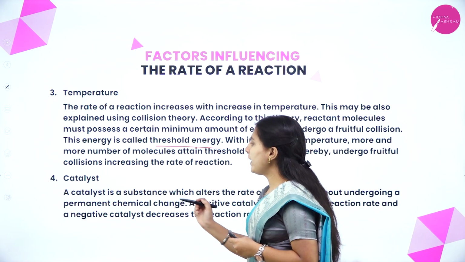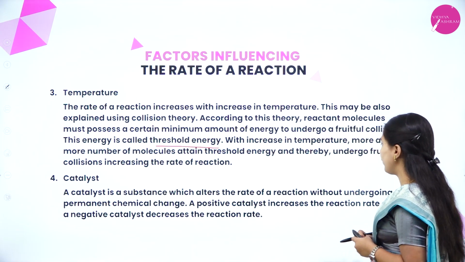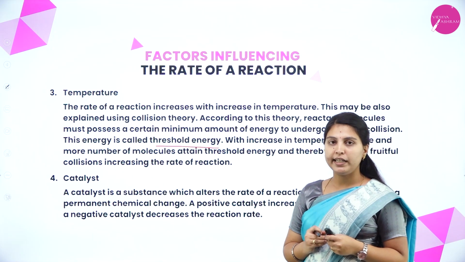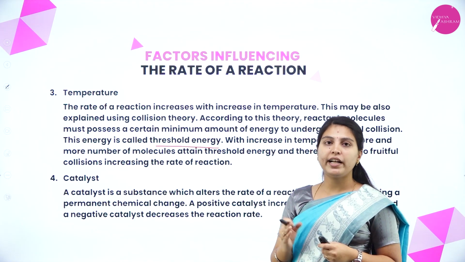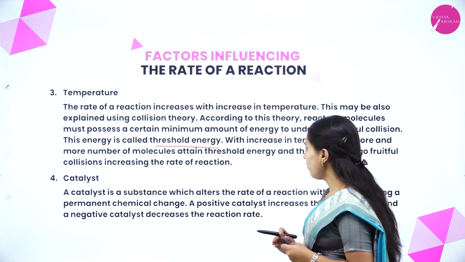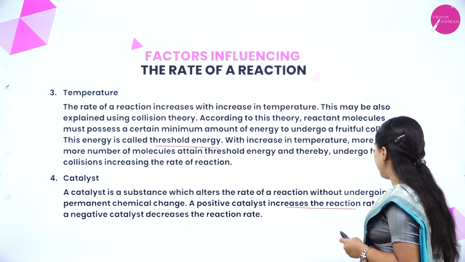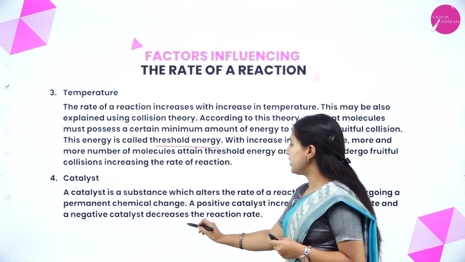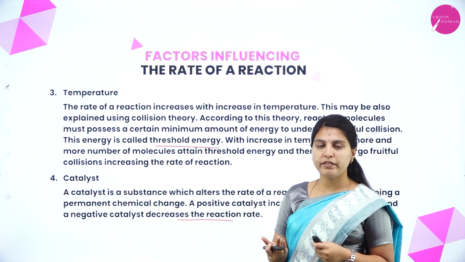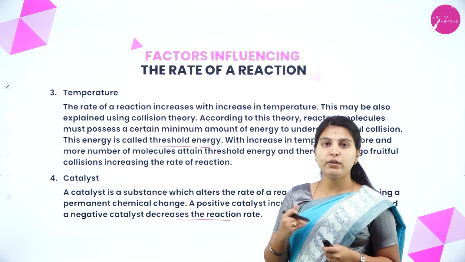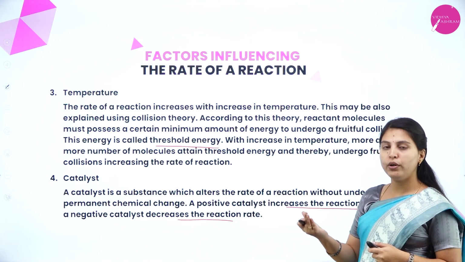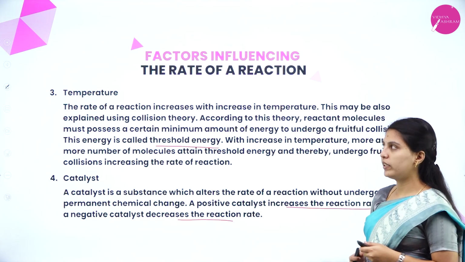Next, catalyst. A catalyst is a substance which alters the rate of reaction without undergoing a permanent chemical change. What is a catalyst? It is a substance which will alter the rate of reaction without undergoing change in its physical or chemical property. A positive catalyst increases the rate of reaction and the negative catalyst decreases the rate of reaction. There are two types of catalyst. Positive catalyst increases the rate of reaction. Negative catalyst decreases the rate of reaction. This is how the 4 factors affect the rate of reaction.